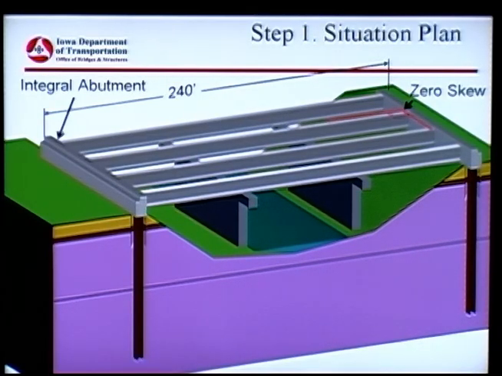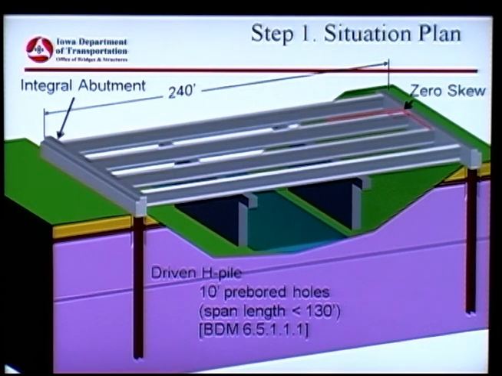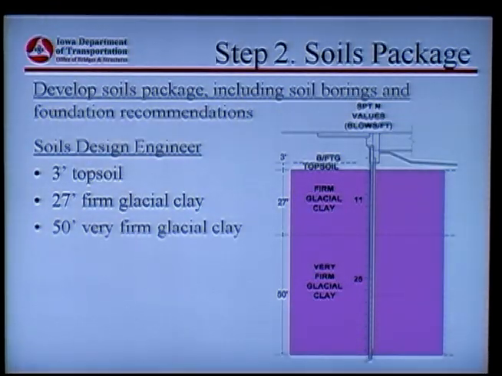All right, a nice cut of cross section. Because the span length is more than 130 feet, we will have 100 feet of brief boreholes, elevation of 435, and the soil profile is 3 feet of topsoil, 27 feet of firm glacial clay, and the remaining 50 feet is very firm glacial clay. So primarily this POW is embedded in a cohesive soil profile, but we will have to verify that for academic and for that good reason.